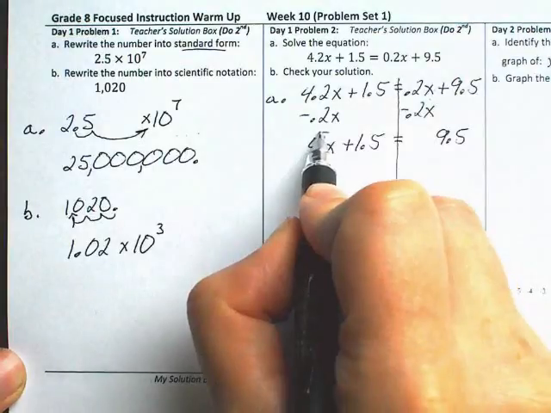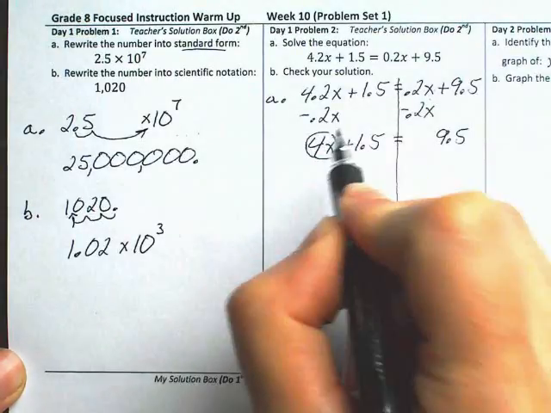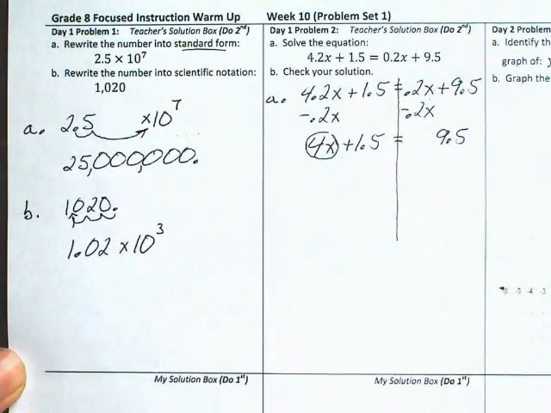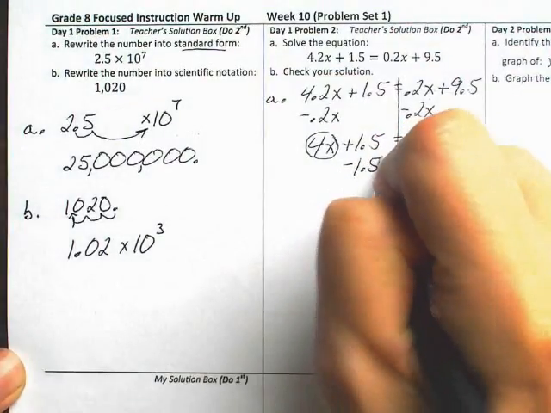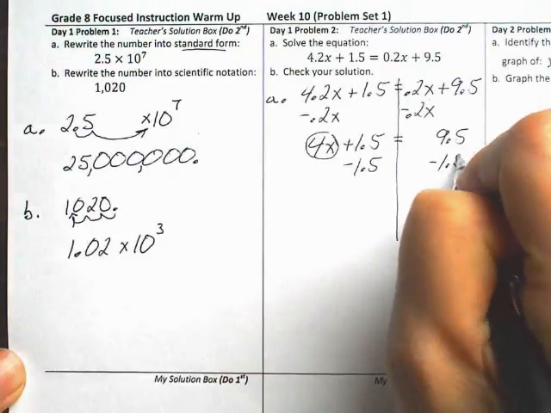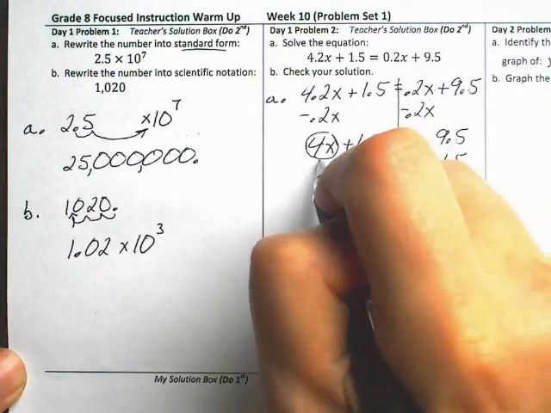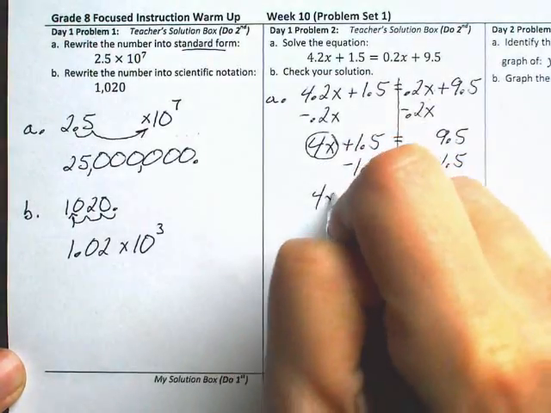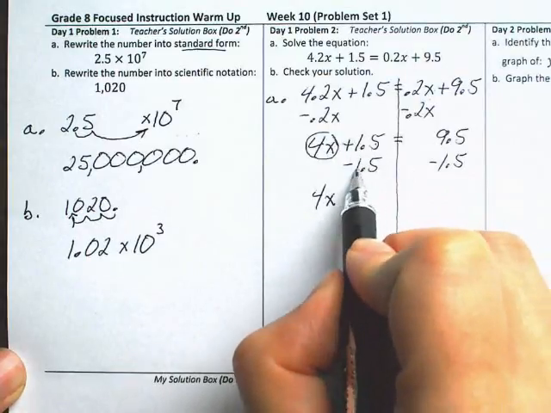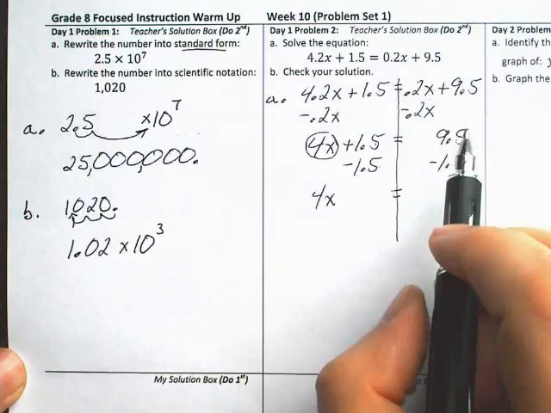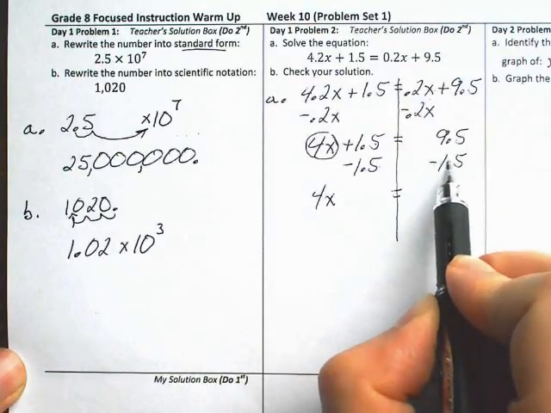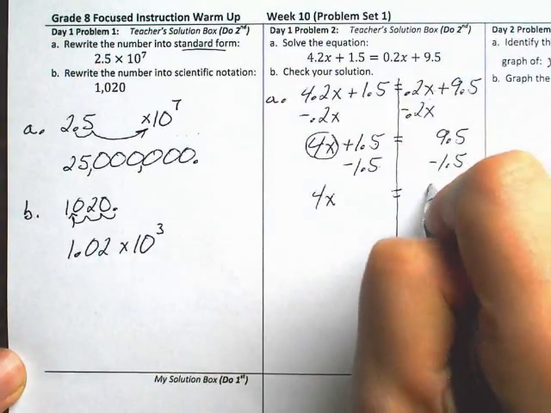Now here's the x term, and next to the x term is plus 1.5. Let's remove that. Subtract 1.5, subtract 1.5. The 4x comes straight down. 1.5 subtract 1.5 is 0. And on the right side of the equation, 9.5 subtract 1.5 is 8.